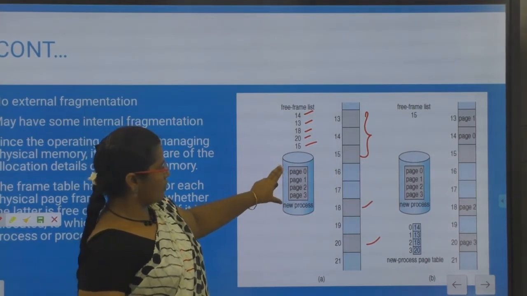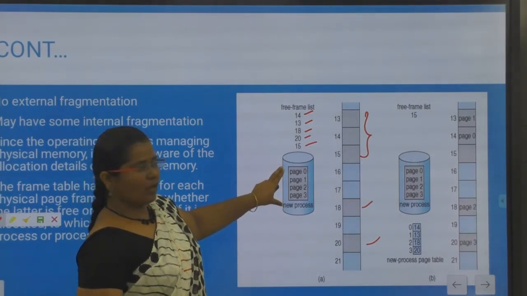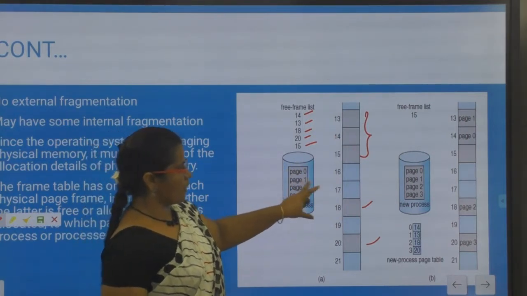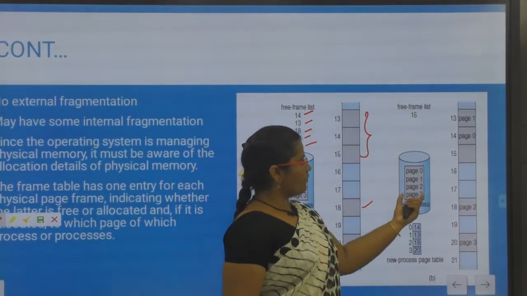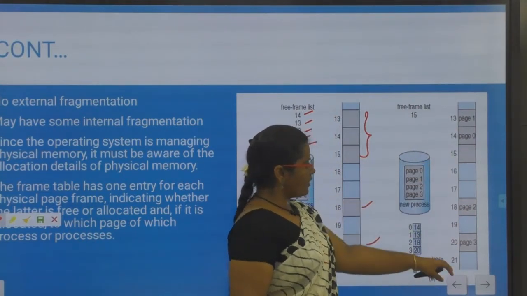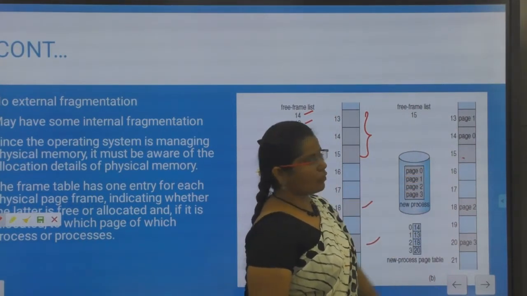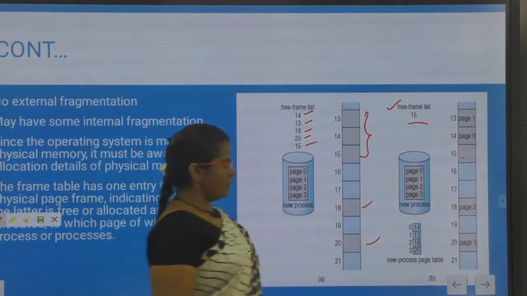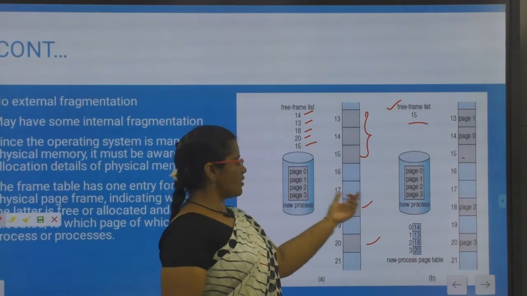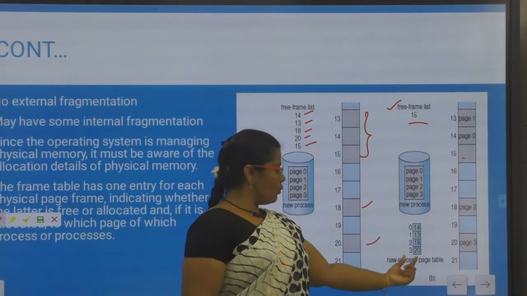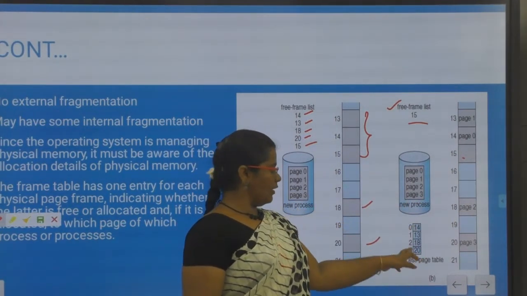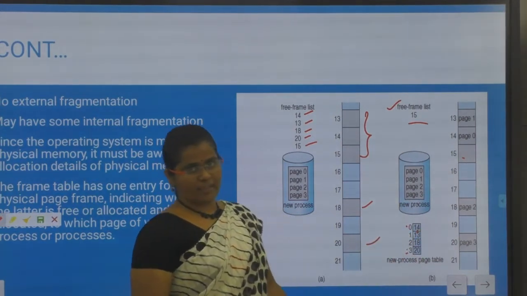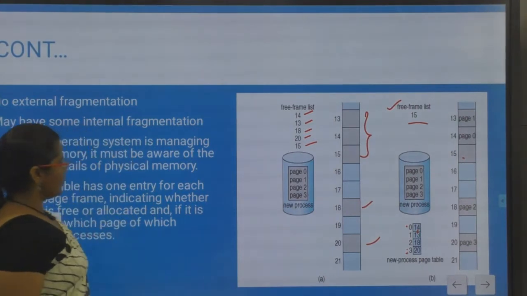Now I want to store these pages into my main memory. This is a new process with 4 pages. After storing all these pages, the free frame available is only 15. So now the free frame list is only 15. As soon as your process is placed in the main memory, one page table is created, with page numbers followed by the frame numbers accommodated.